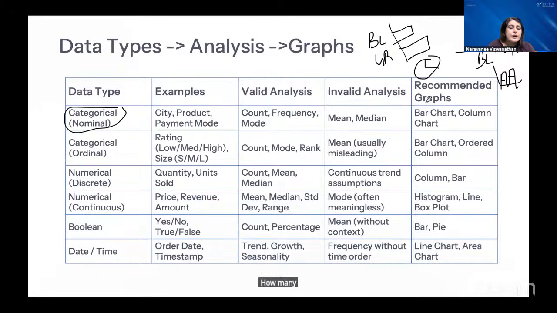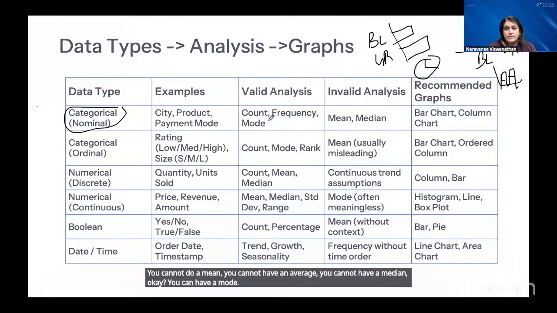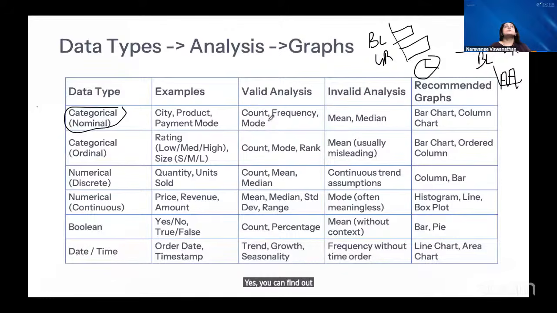How many of you are following me? You cannot do a mean, you cannot have an average, you cannot have a median. You can have a mode. You can find out which color is most repeated. Here you know that it is green, because it has higher frequency. Otherwise we have to put it in some order and check. Okay, clear?